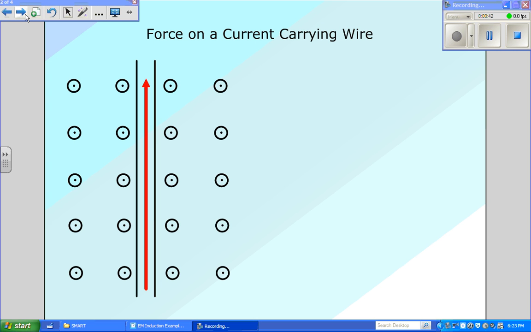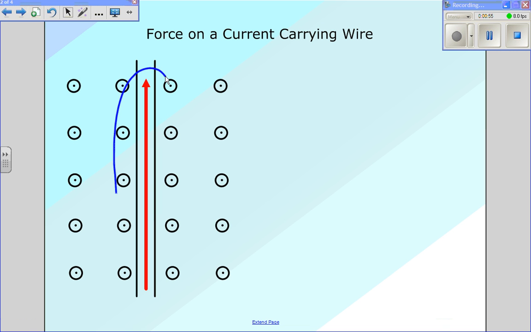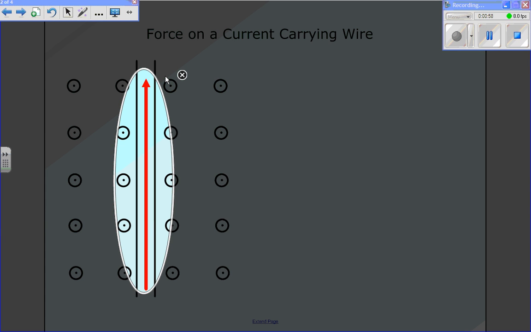So the first thing that we're going to look at is the force on a current carrying wire. Now, right here you see a wire, and it's in a magnetic field, and that magnetic field is pointed out. The current in this case is pointed directly straight up. And you can see that right here represented by that red arrow.